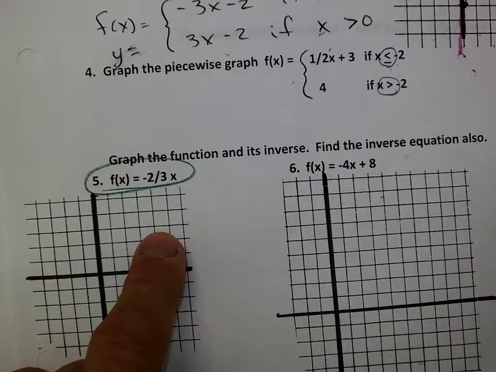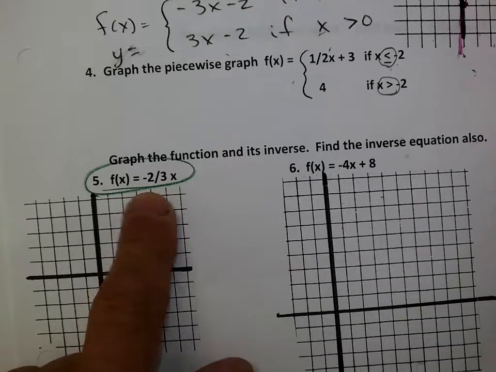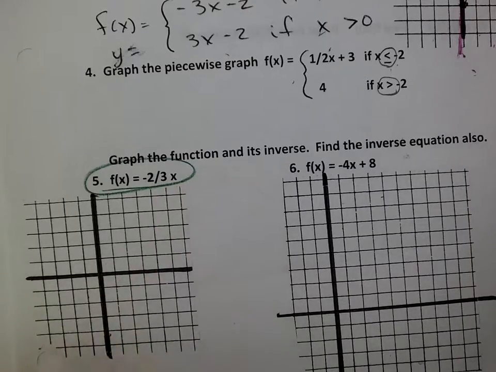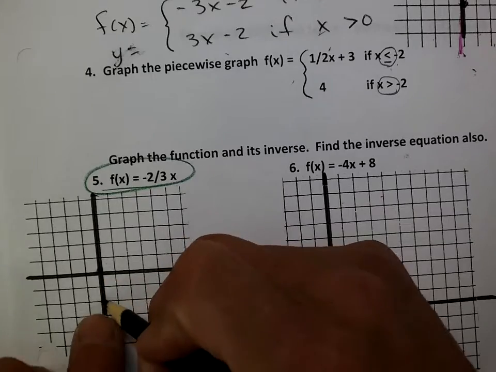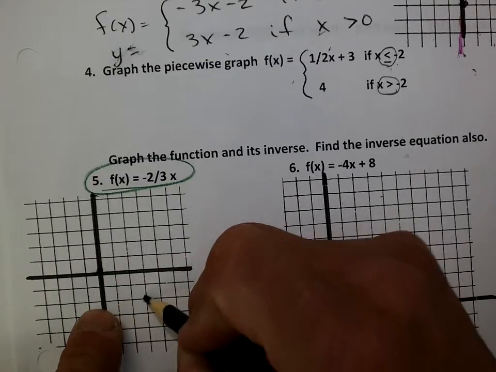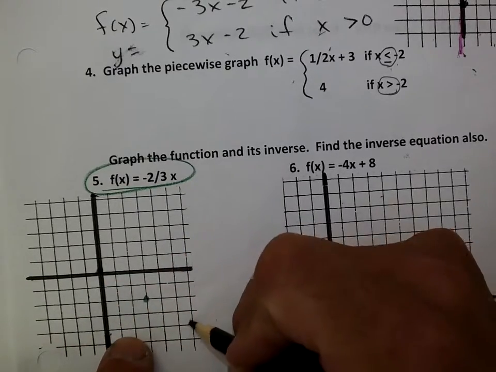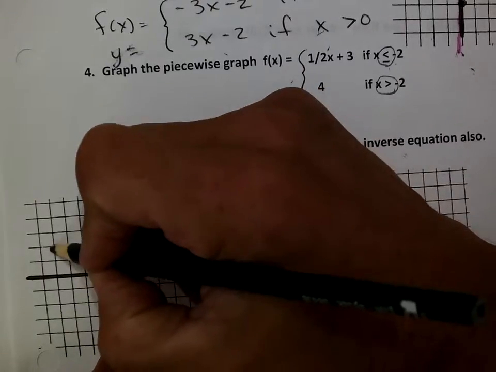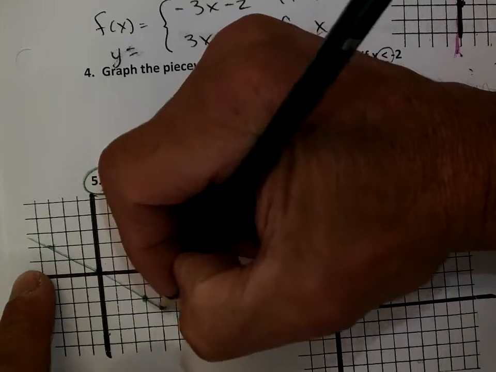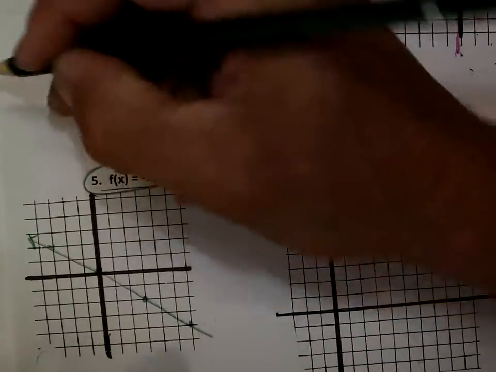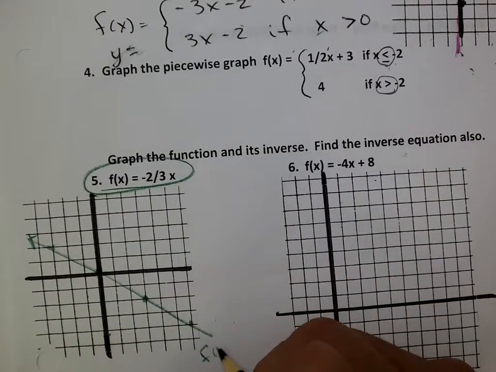So I'm going to start at 0, and I'm going to go down 2 over 3, down 2 over 3, right? And there's my original. That's f of x, okay?